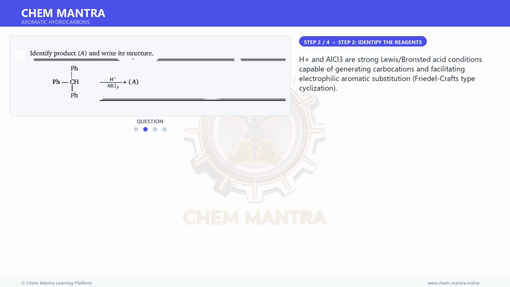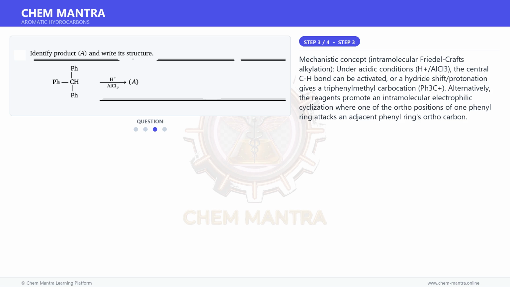Moving on to the next step. H+ and AlCl3 are strong Lewis-Bronsted acid conditions capable of generating carbocations and facilitating electrophilic aromatic substitution, Friedel-Crafts type cyclization. Moving on to the next step. Mechanistic concept: intramolecular Friedel-Crafts alkylation under acidic conditions, H+ AlCl3. The central CH bond can be activated, or a hydride shift protonation gives a triphenylmethyl carbocation, Ph3C+.